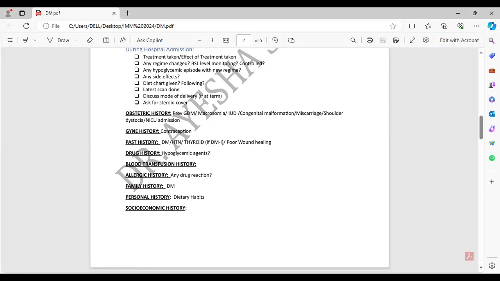In the drug history, if not asked previously, ask about the hypoglycemic agents she is currently using or has used previously before pregnancy, and any drug reaction or side effects. Family history of diabetes in a first degree relative is important. Personal history, inquire about the dietary habits.